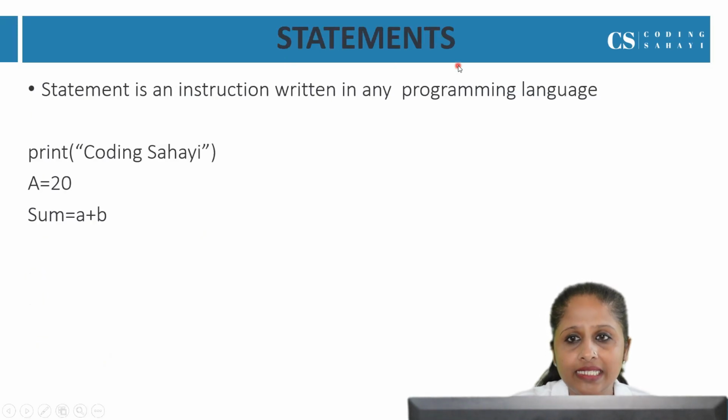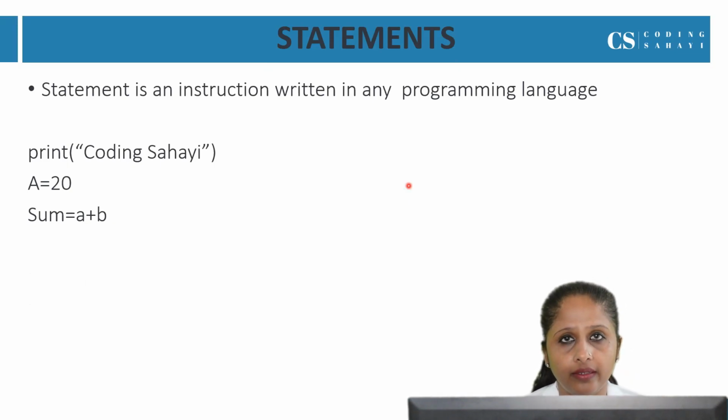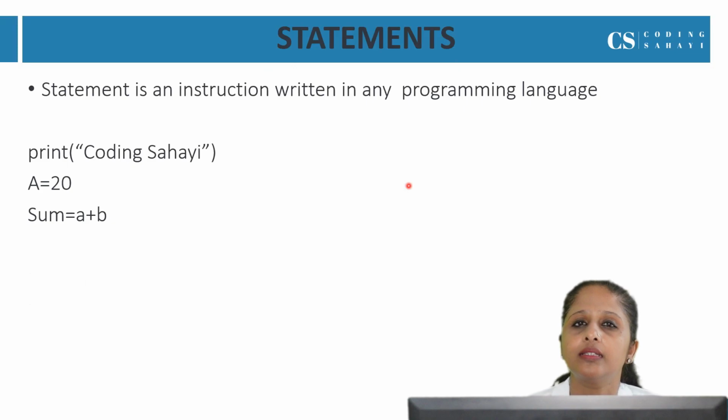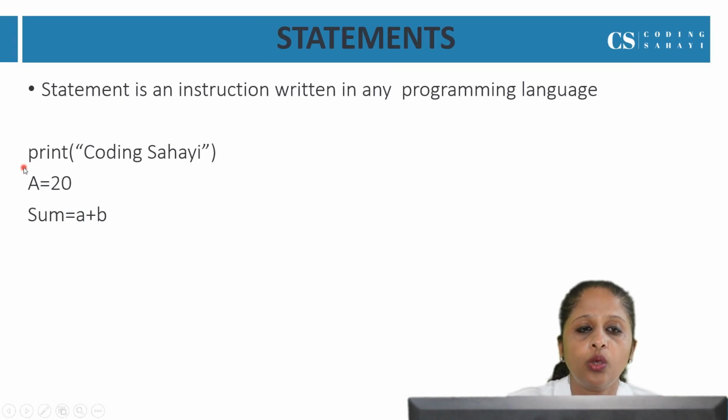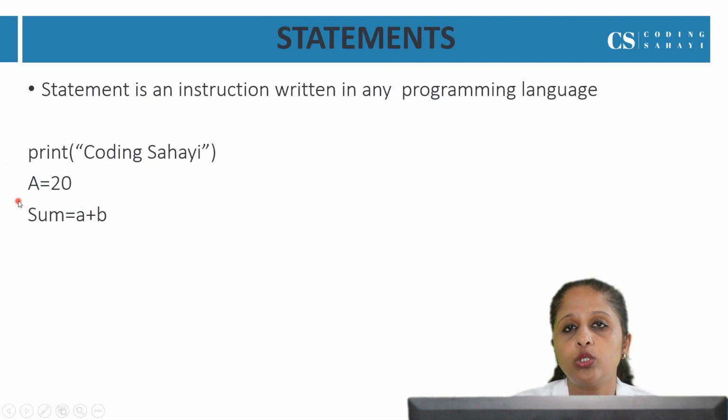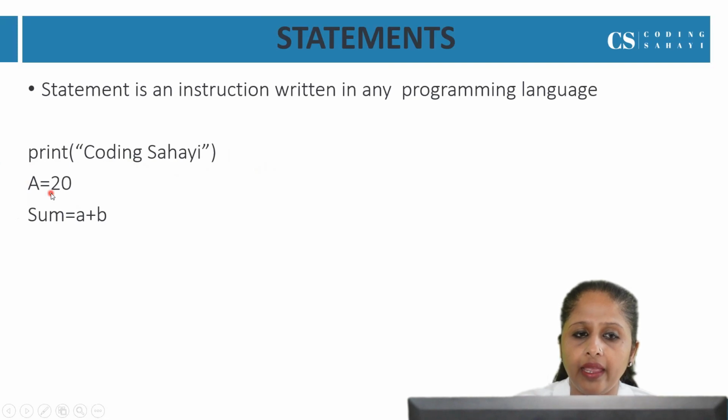So the next topic is statements. A statement is an instruction in Python. We know all programs are some set of instructions. So the instructions in Python, or in any programming language, are known as statements. Let's see some examples. Already I showed you the print statement, print coding. Then a equal to 20, that is the variable a, and to that variable we are assigning a value 20. So this is another statement.